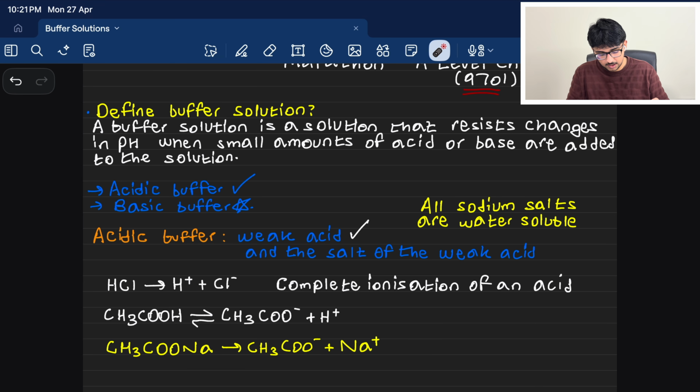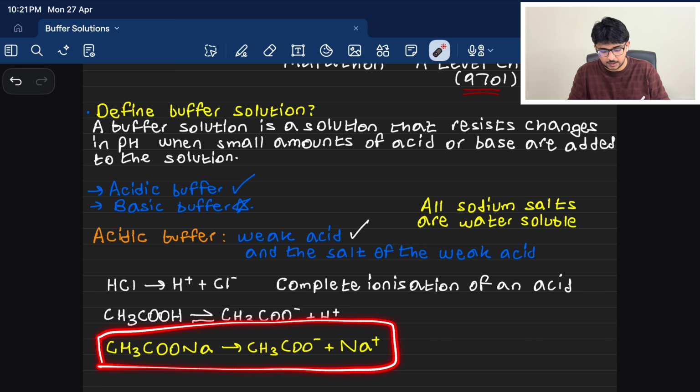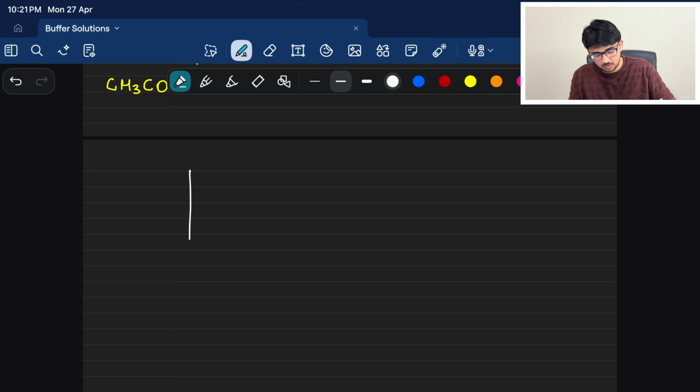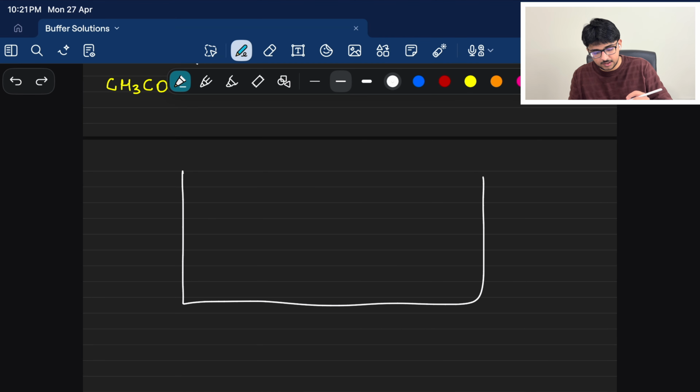So never make the mistake in the exam of drawing this as a reversible reaction, of drawing the reversible arrow. Never do that. You only draw the reversible arrow for a weak acid, and you draw the complete forward reaction for the salt of the weak acid equation. So there we have it. If someone asks you what is in a buffer solution, in an acidic buffer solution, so now you know we have the weak acid. So let's say we have ethanoic acid.